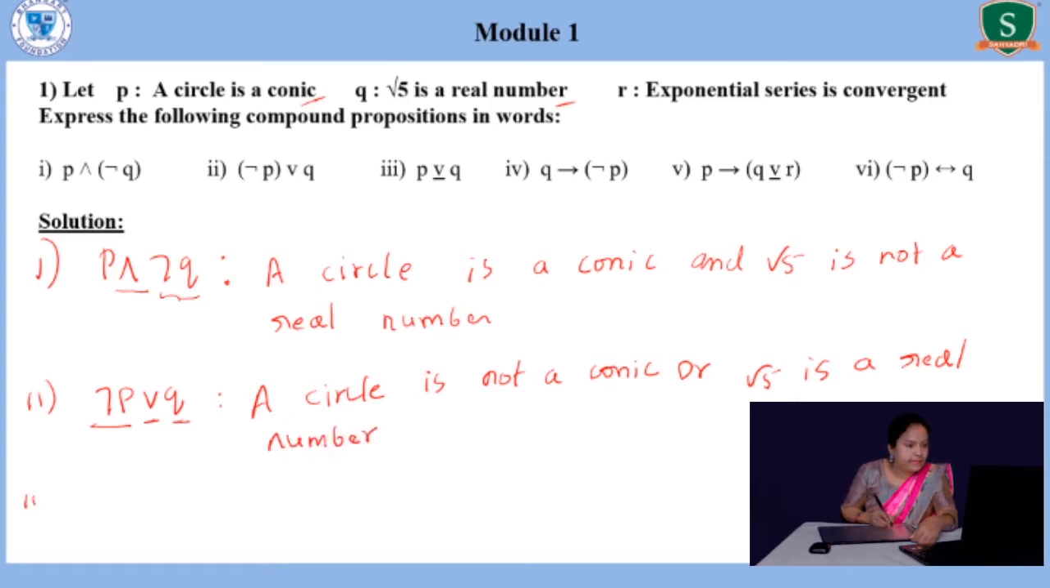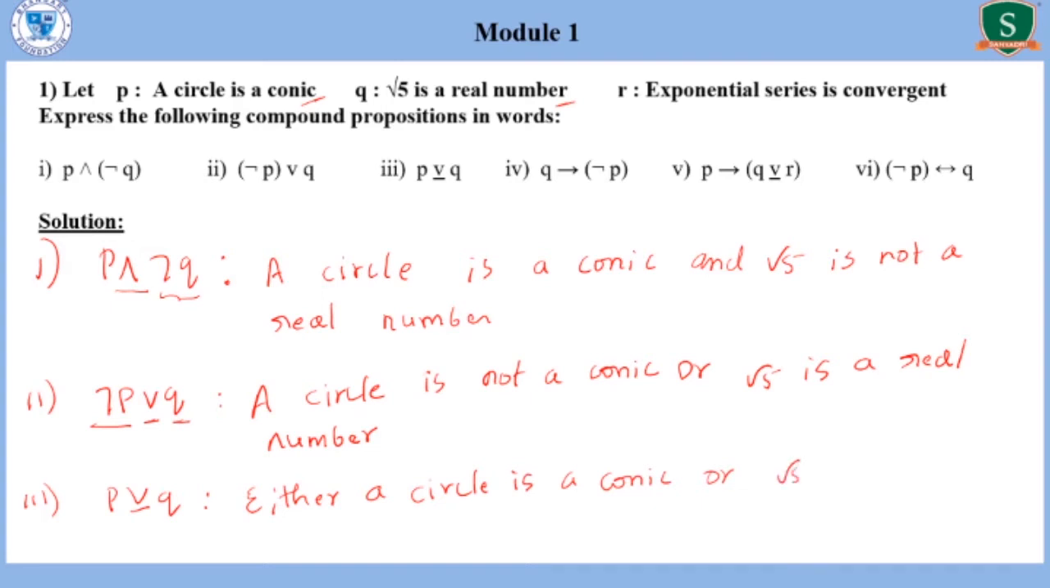Okay. Next, the third one. P exclusive or Q. Now, what is P indicates? A circle is a conic and Q indicates root 5 is a real number. Now here we have used the connectives exclusive disjunction. In exclusive disjunction we need to use the word either P or Q but not both. So before P we need to use the word either. Either P. What is P indicates? A circle is a conic. Either a circle is a conic. Next, after P, we need to use the word OR. After OR, we need to write Q. Q indicates root 5 is a real number. At the end, after Q, we need to write this statement, but not both.